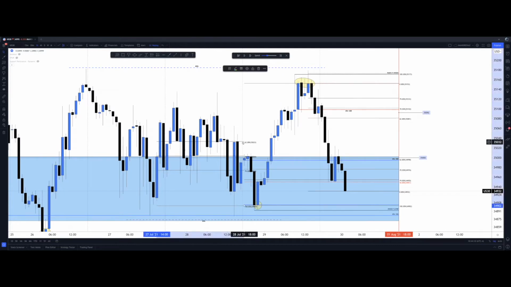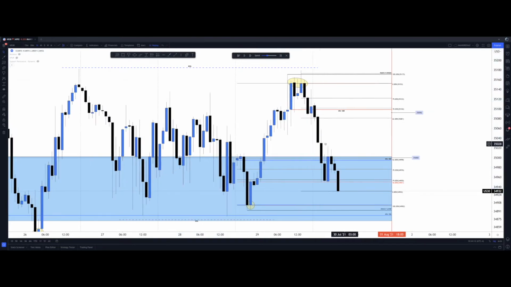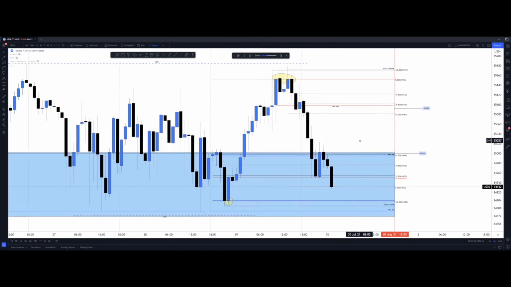Here, let me get rid of this over here. So now that we're on this lower time frame, what do we see right now? What's the first thing that you guys notice? The first thing that I notice is, if you look to the left, what do we see and where is price at? Price is right here.